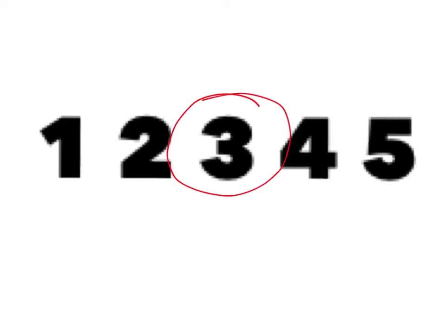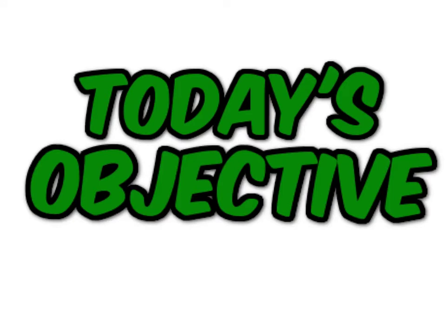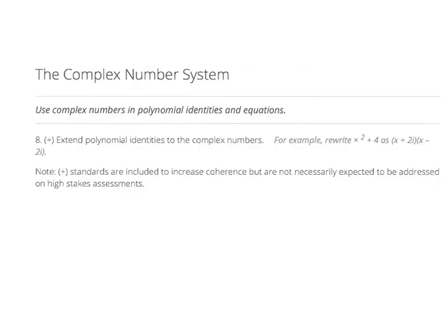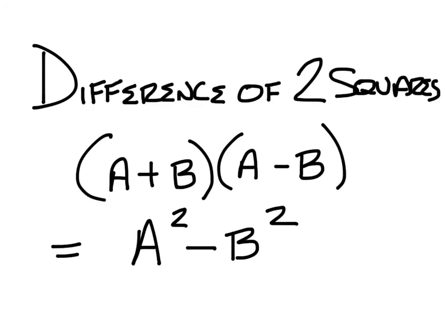3. Let's go. Today's objective is a brand new one. Extend polynomial identities to the complex numbers. For example, rewrite x squared plus 4 as x plus 2i, x minus 2i. This is not as rough as it looks. Well, if you remember the difference of 2 squares, then it'll be easy. If not, we can review it before we go through it.